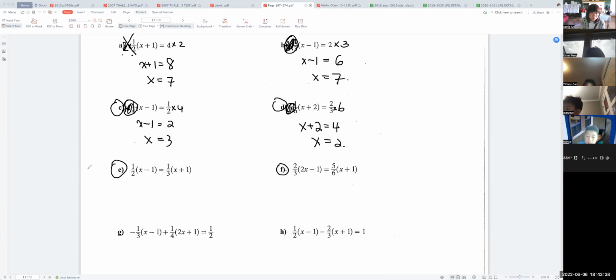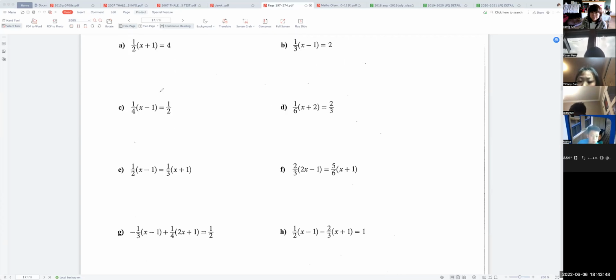E and F. Okay, so this time, because they have 2 and 3, so on both sides we need to times what? 6. Very good, 6. So 6 times and 6 times. So boys and girls, this question became 3 times x minus 1 equals 2 times x plus 1. Okay, so now we times them out. So 3x minus 3 equals 2x plus 2.